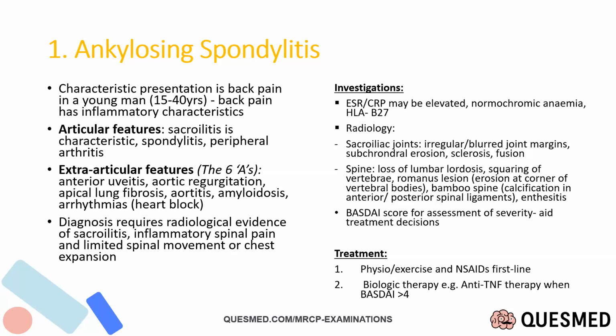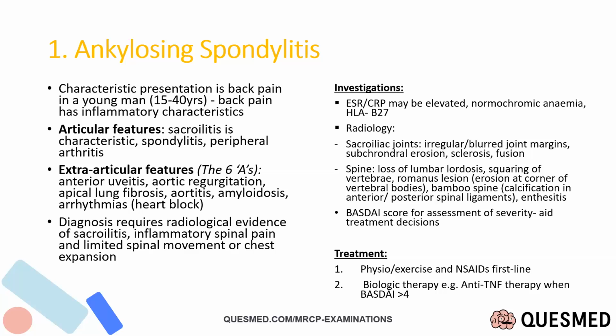Diagnosis is normally just through radiological evidence. So we do MRI spines as our gold standard with the sacroiliac joints. And you don't often get an elevated ESR or CRP. It may be mildly elevated. There's sometimes a normochromic anemia. And then we want to test for that HLA-B27. We use the BASDAI score to assess severity and help guide whether they need biologic therapies or not. But first line is NSAIDs.